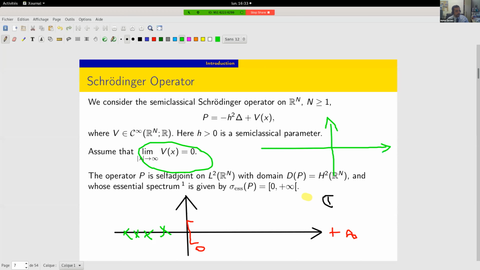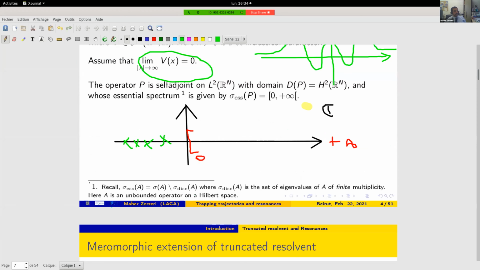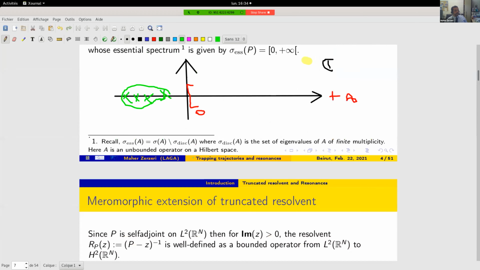Here, if we consider our potential, something like this. Okay, so this is the spectrum of our semiclassical Schrödinger operator. And of course, we recall that the essential spectrum is the complement of the discrete spectrum, the eigenvalues with finite multiplicity. This is a general fact. So the idea now is to consider, and here I draw in red the essential spectrum.